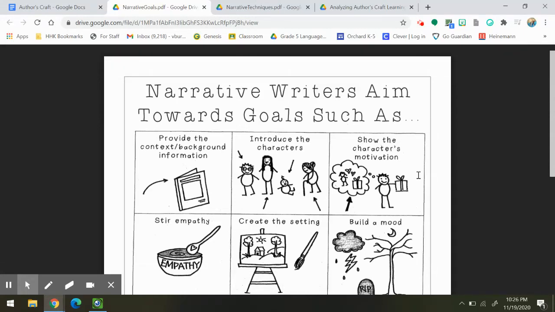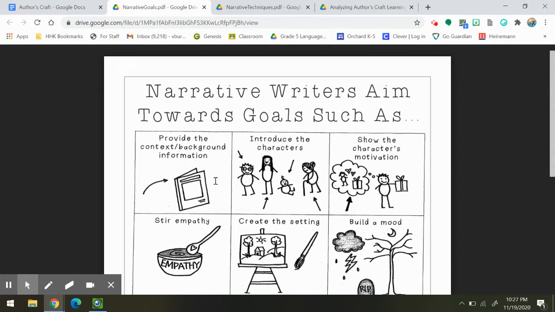Hello, readers. Very soon, you will be starting your personal narrative stories and you will become writers. Writers do everything for a reason. They have a goal for every single thing they do. And we can study their goals in their writing and ask ourselves, what does it seem like my author's goal is at this part of the story?